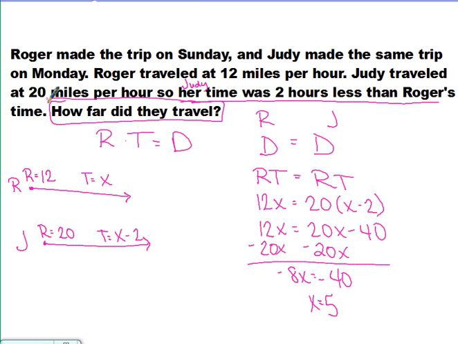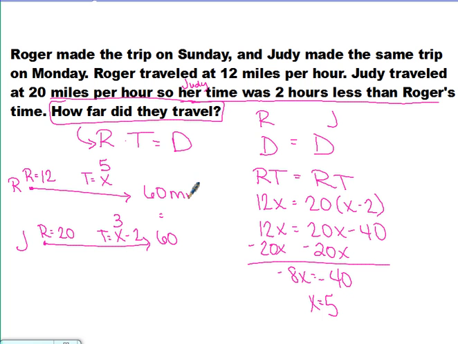If X is 5, that means Roger's time is 5. That means Judy's time is 5 minus 2, which is 3. So we have their rate and their time. We're looking for how far, or what is their distance. This goes back to the equation, rate times time equals distance. Roger's rate was 12 times his time, 5. His distance is 60. They traveled the same distance, so their distances should be equal. Judy's rate was 20. Her time is 3. 20 times 3 is also 60. Again, we see distance equals distance, and that is the final solution.